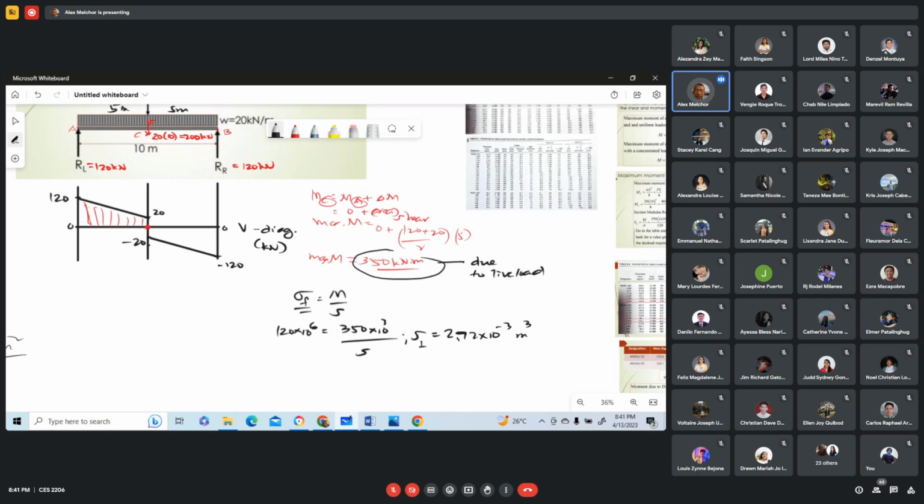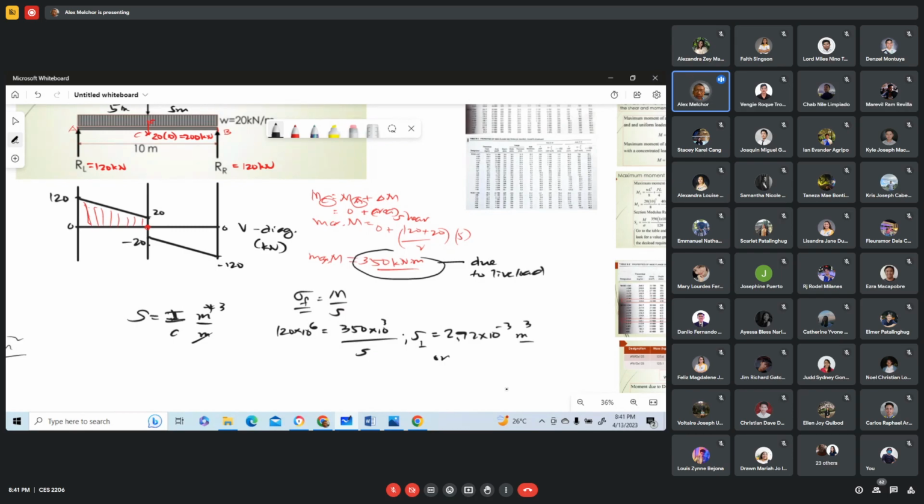section modulus is I over C. Section modulus is I over C. And this I has a unit in meters to the fourth. And our C here is the distance, that's in meters. Okay, I over C, that is section modulus. So this will cancel, that becomes 3. So you have now cubic meters.